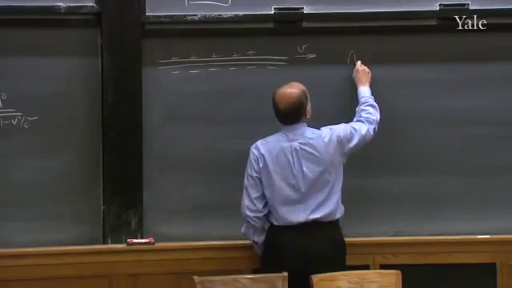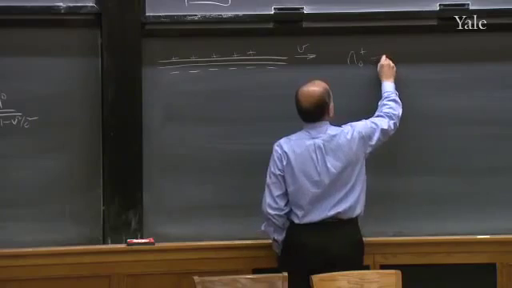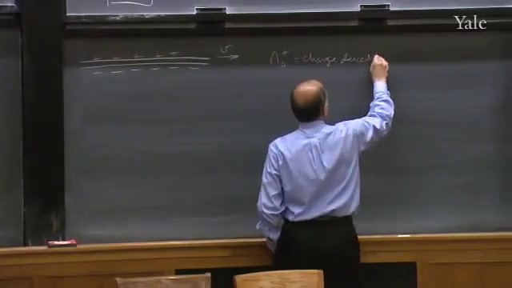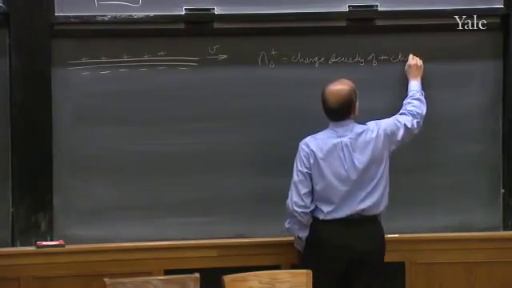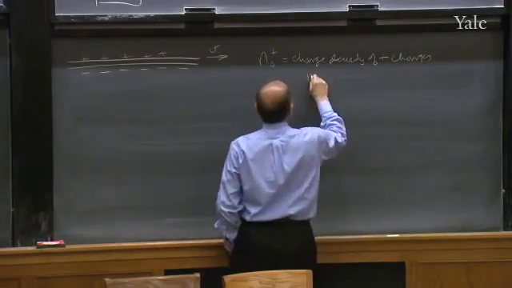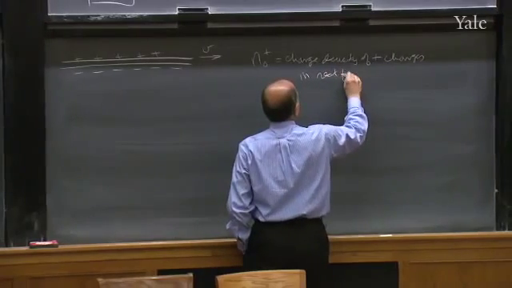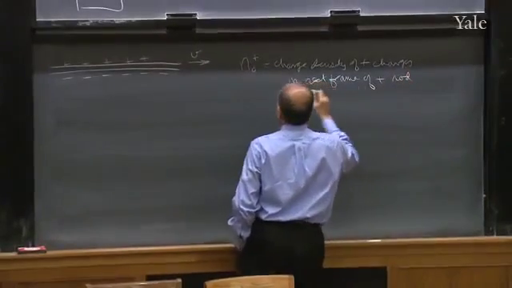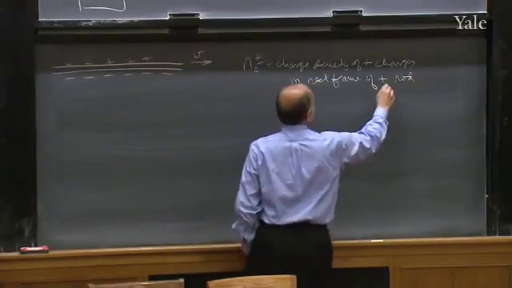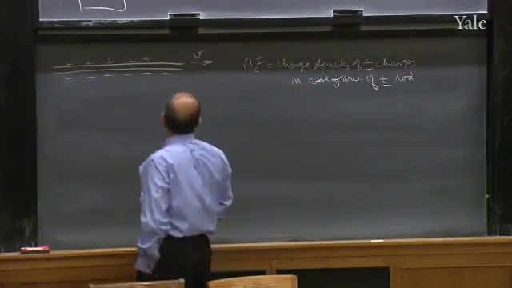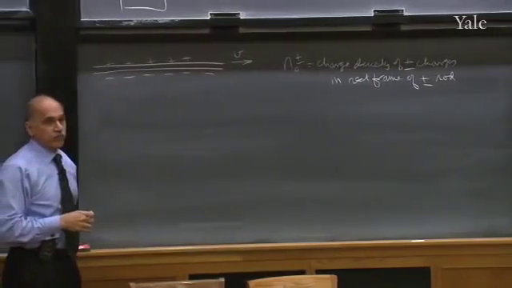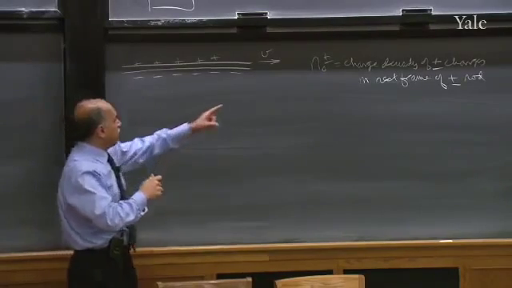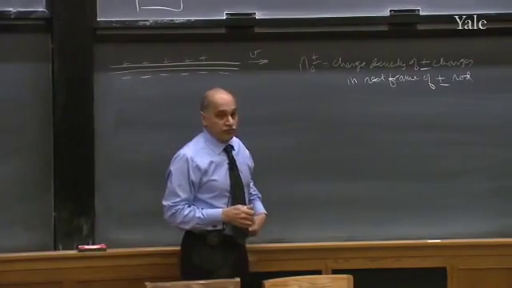Now n0 plus is the charge density of plus charges in the rest frame of the rod, of the plus rod, and likewise minus. Okay? Are you with me? Each rod has a certain density when it's at rest. I'm going to call that with a subscript 0.